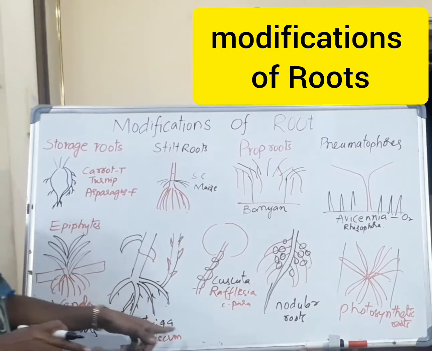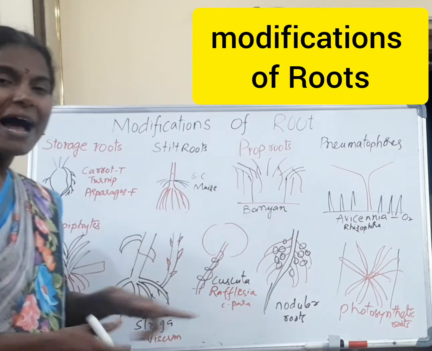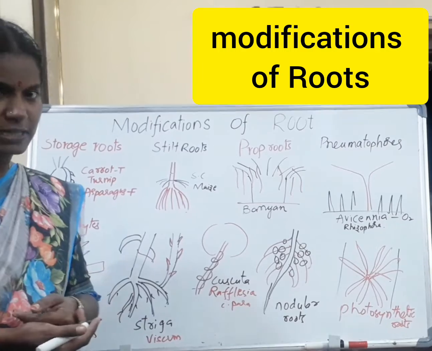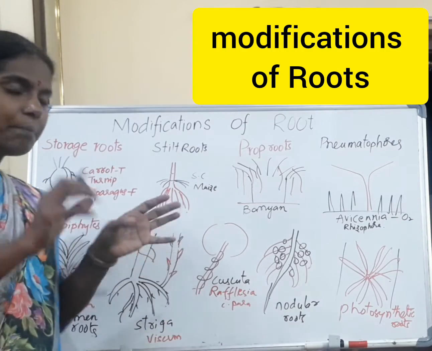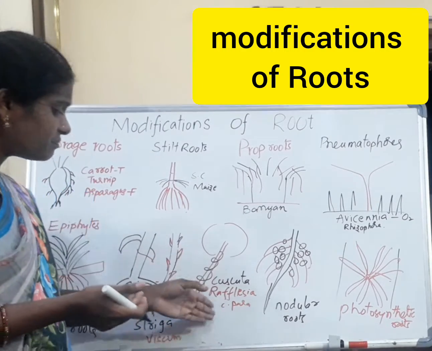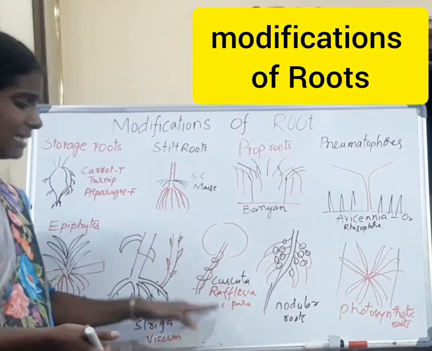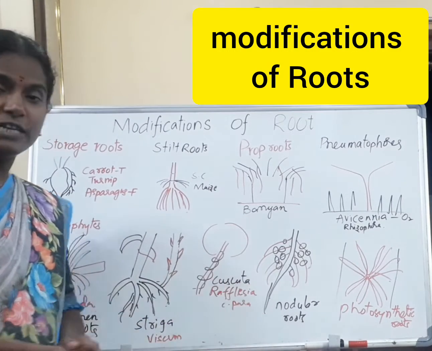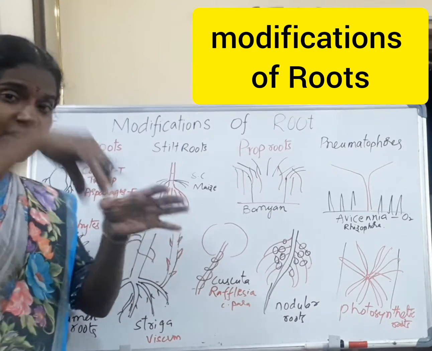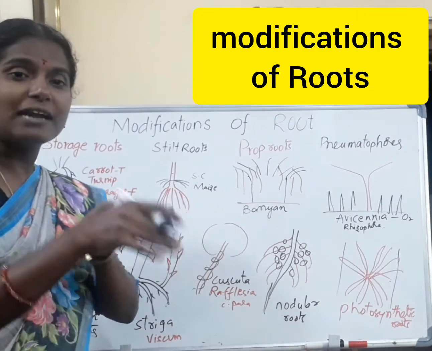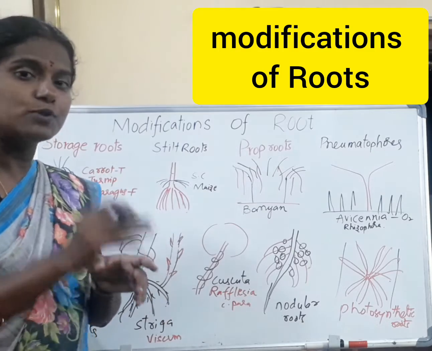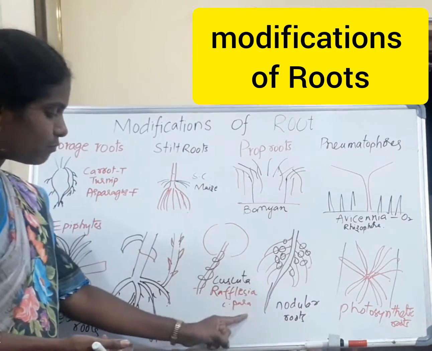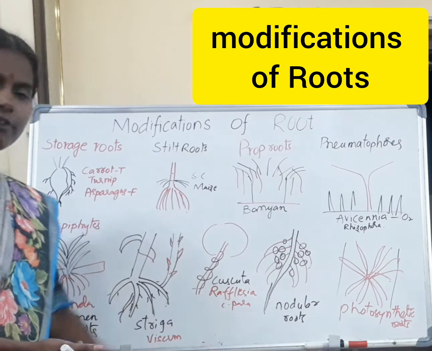Okay, so the next type of roots are parasitic roots. What are parasites? Those which depend on others for food and shelter. So here there are partial and complete types of parasitic plants. Examples of complete parasites like Cuscuta and Rafflesia penetrate deep into the host plant, into the xylem and phloem. They absorb water and food from the host plant. Example of complete parasite: Cuscuta and Rafflesia.